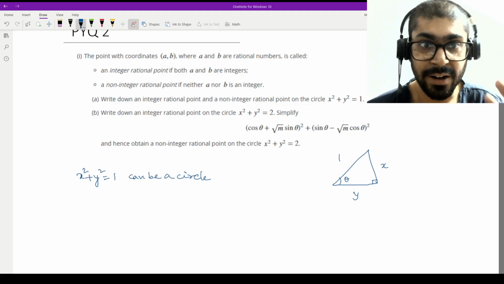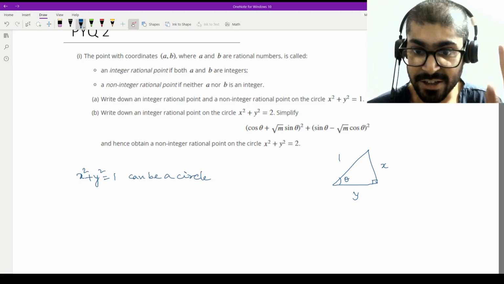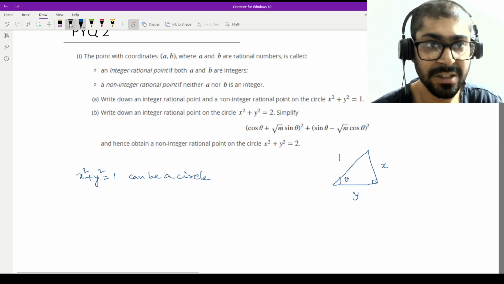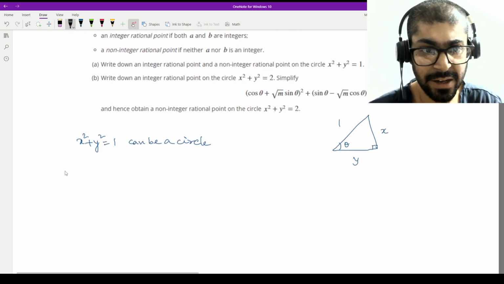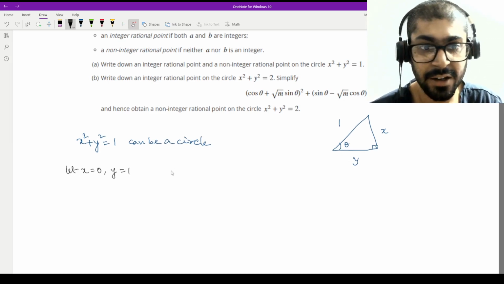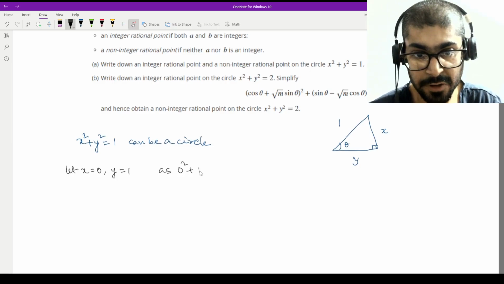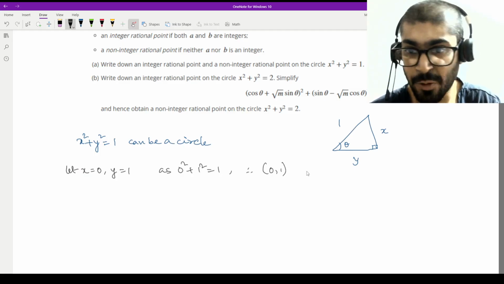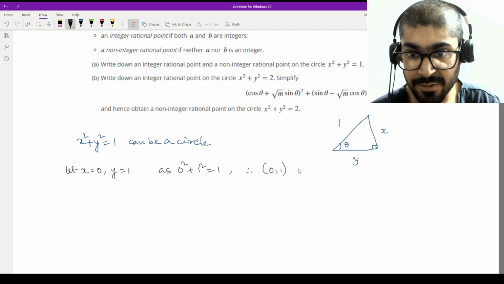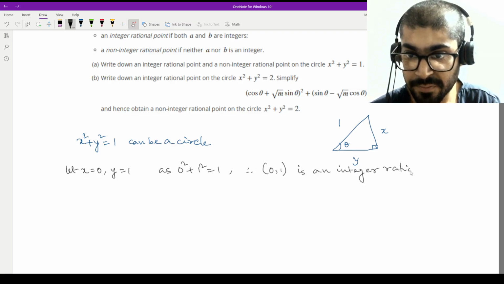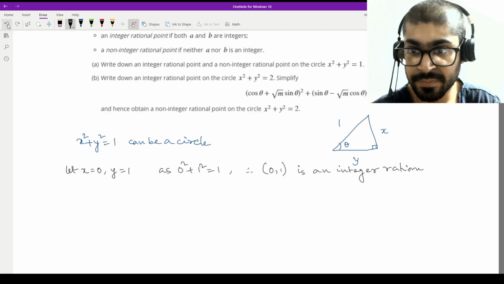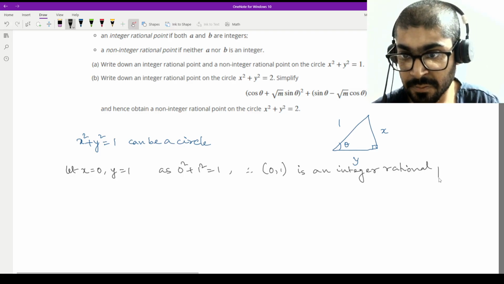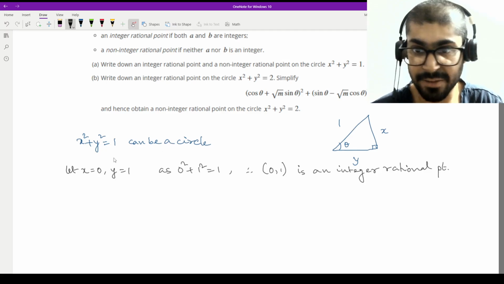Now what do they want? Write down an integer rational point and a non-integer rational point. Okay, for the integer rational point we just have to place them as integers, right? So I can say let x equal to 0, y equal to 1, as 0 square plus 1 square equal to 1, therefore 0 comma 1, or similarly 1 comma 0, is an integer rational point. Okay, that portion is done.